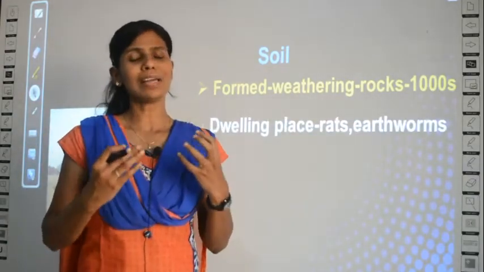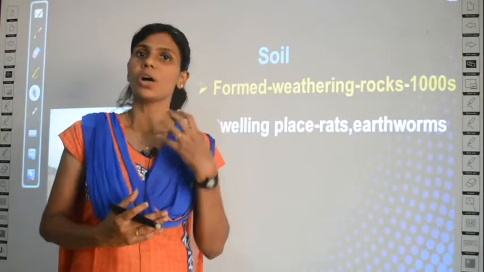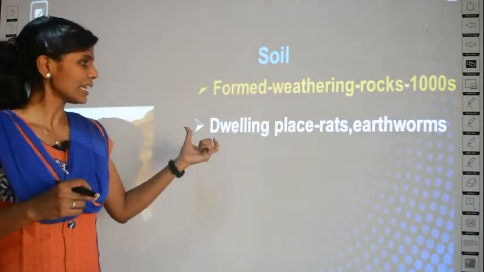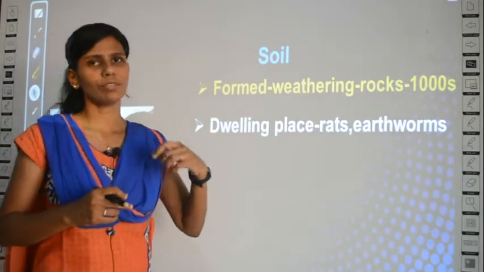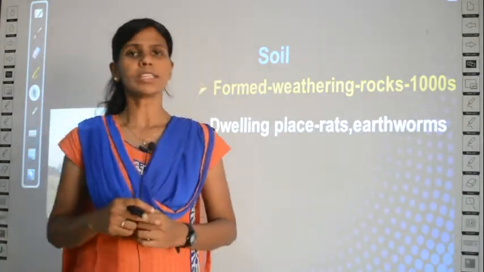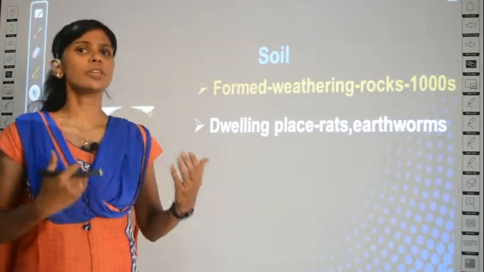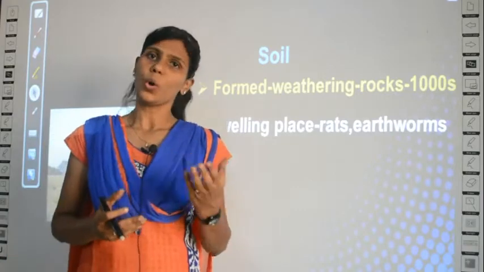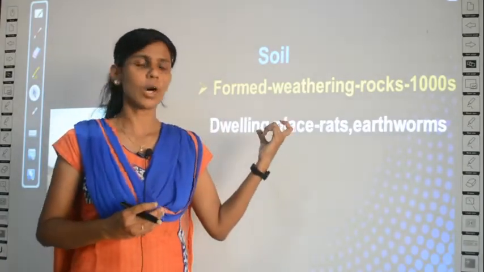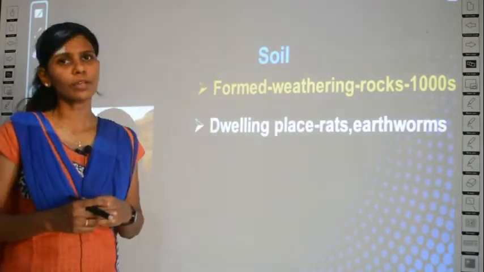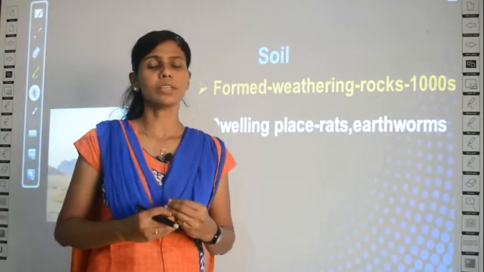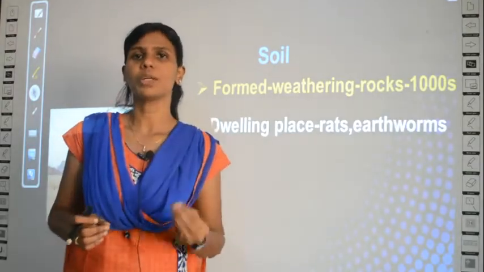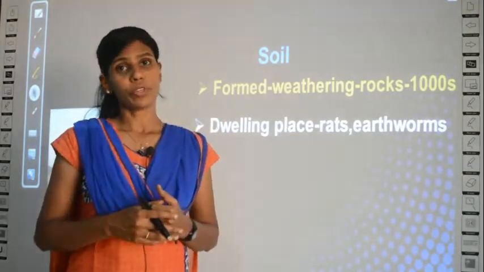Okay, how does soil help the living organisms in the ecosystem? What are all the uses? It is a dwelling place for rats and earthworms and many more organisms. What is a dwelling place? Living place or habitat. Which is your dwelling place? We live at home, right? Similarly, the dwelling place for rats and earthworms is soil. Without that, you cannot make the earthworm grow in your house, right?